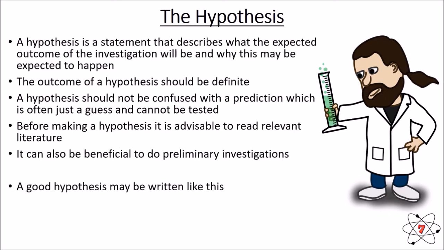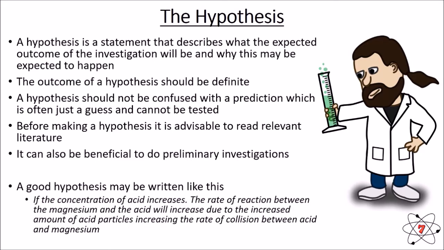A good hypothesis is generally written like this. If the concentration of acid increases, the rate of reaction between the magnesium and the acid will increase due to the increased amount of acid particles increasing the rate of collision between the acid and the magnesium. It is saying for definite what will happen, not it might happen or it could happen, what will happen, and a definite reason is given to why it will happen.